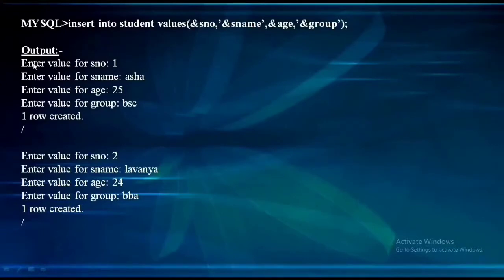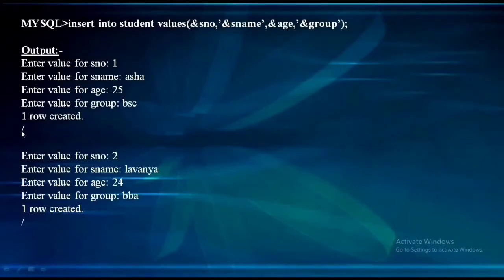The output is enter value for student number. Starting the data insertion, first student number is 1, and next enter value for student name. I entered student name Asha. Next enter value for age. Age is 25. Enter value for group. Group is BSc. So press enter key. One row is created. That means one student's data is inserted into the student table.